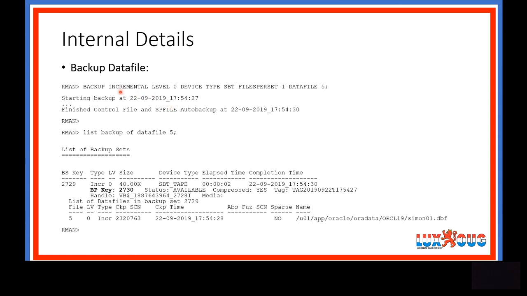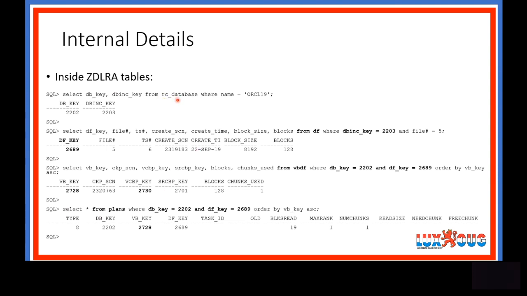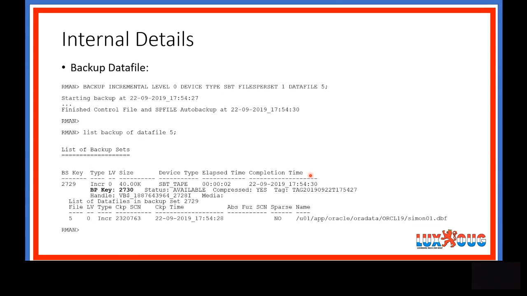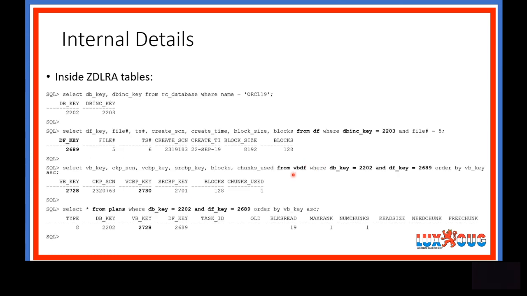But one example. Look here. I made an incremental level one backup from data file five. This one, file five, level zero, I have the backup piece 2730. If I go to the RC database table inside the zero data loss database, I can see the database key and the database incremental key. If I go to the data file table from the Airman catalog, I can see the data file key. So I have this backup. And if I go to the virtual backup data file, because if you look here, I have a virtual backup here, 2728, information. This is important to you. So I have one virtual backup linked with this data file.